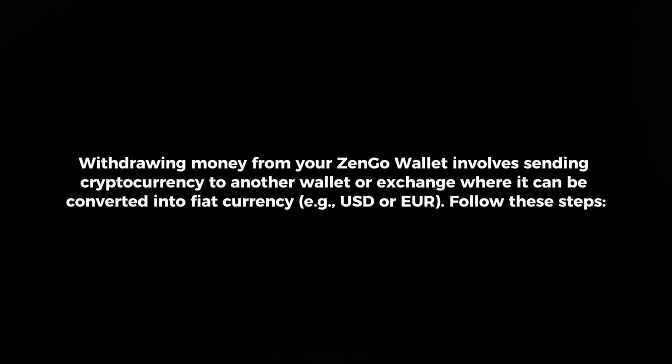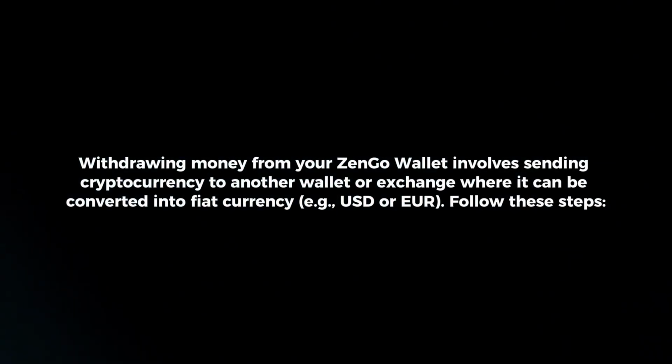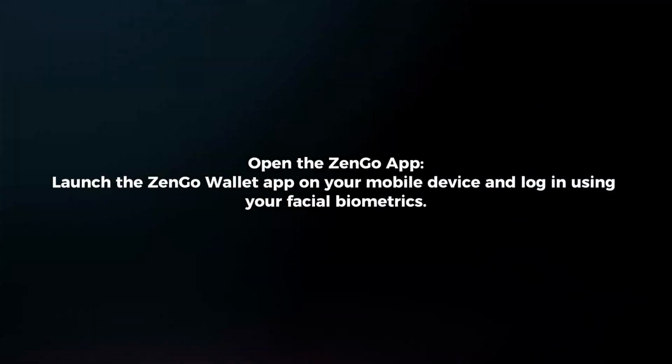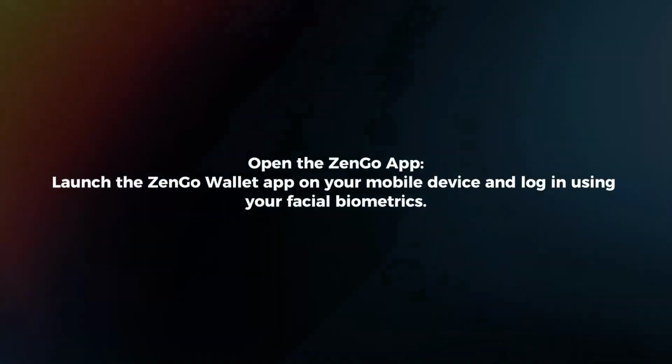Withdrawing money from your ZenGo wallet involves sending cryptocurrency to another wallet or exchange where it can be converted into fiat currency. Follow these steps. Open the ZenGo app. Launch the ZenGo wallet app on your mobile device and log in using your facial biometrics.